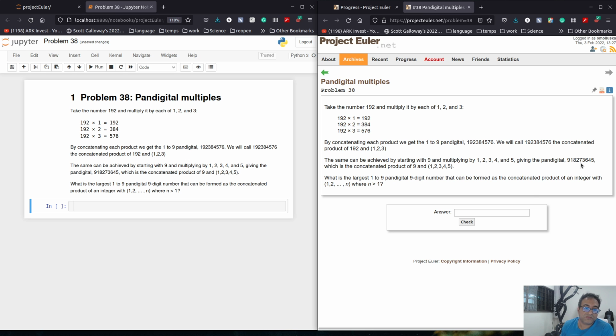Okay, so the largest 1 to 9 pan-digital 9-digit number that can be formed. So what is this? Largest, so it should start with a 9 something. By concatenating the product of an integer with 1, 2, and so on, where n is greater than 1, so we can't have this. So this is out.